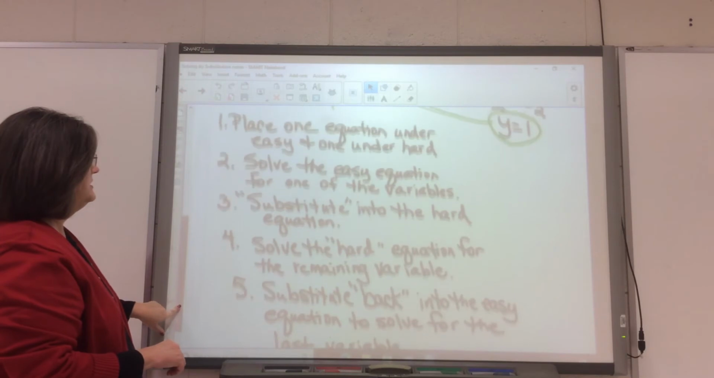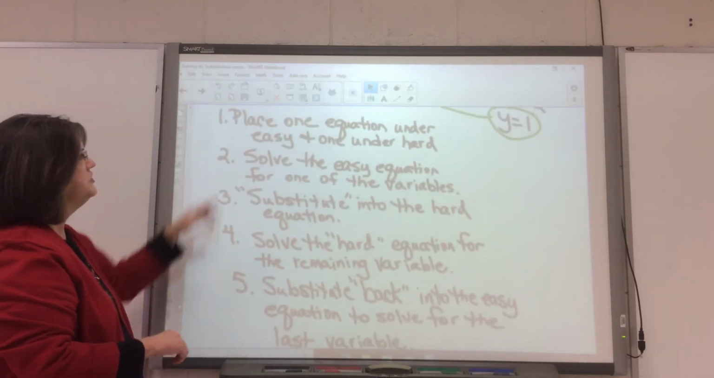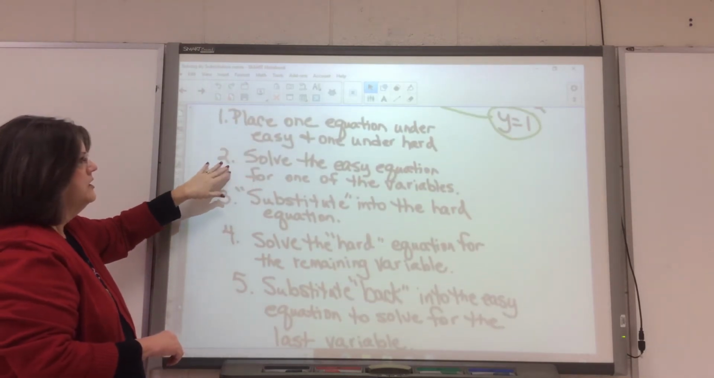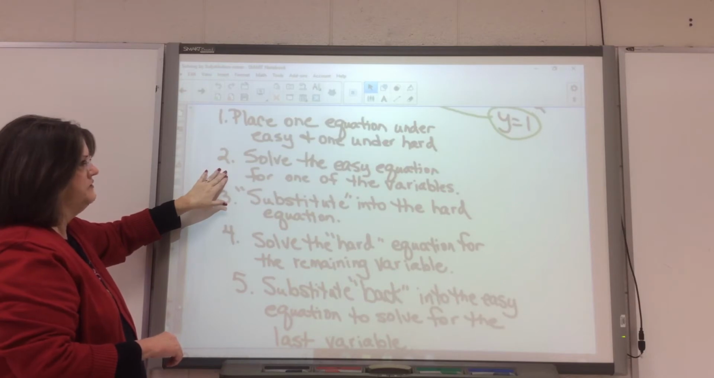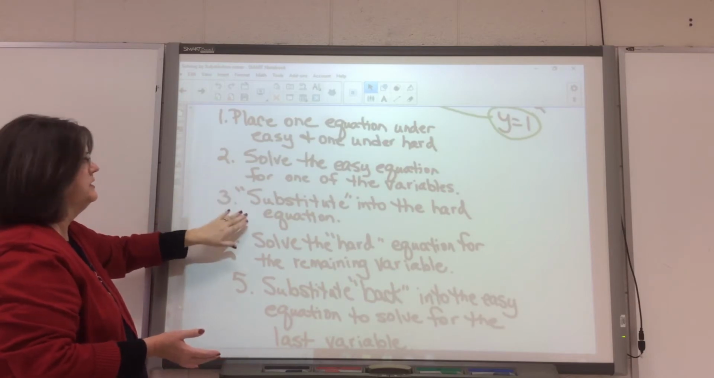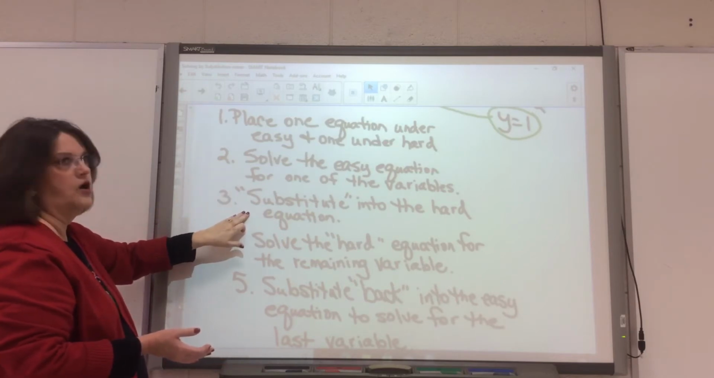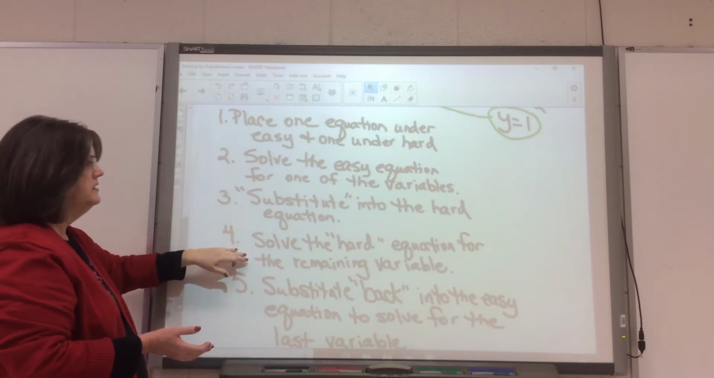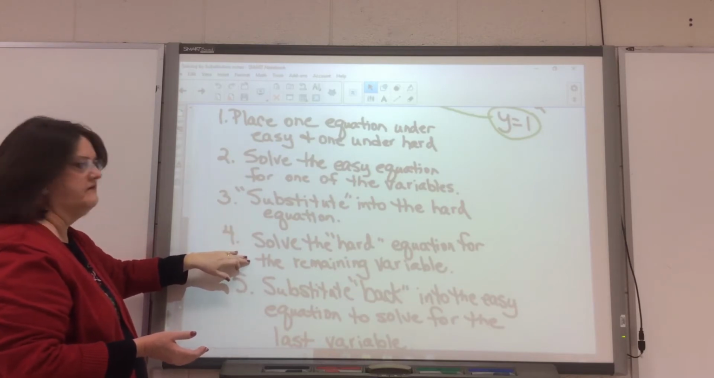Okay, and I wrote out the steps. Place one equation under easy and one under hard. Solve the easy equation for one of the variables. It doesn't matter which one. Substitute into the hard equation. That was our second step. Solve the hard equation for the remaining variable.